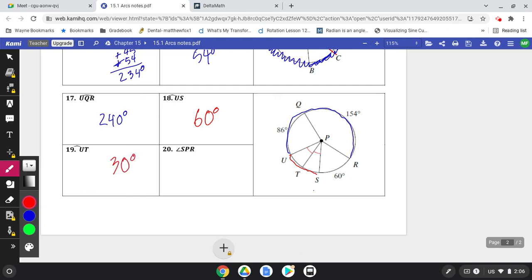The final one, angle SPR. SPR would be this angle right here. Okay, and it's just 60 degrees. So that is all for the notes.